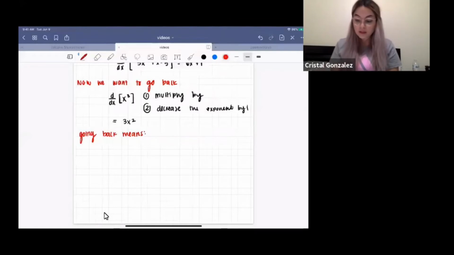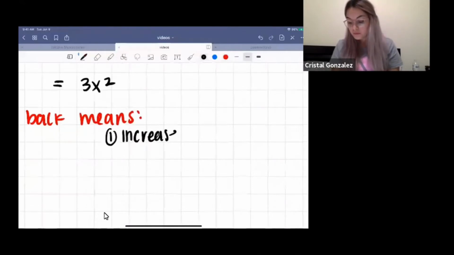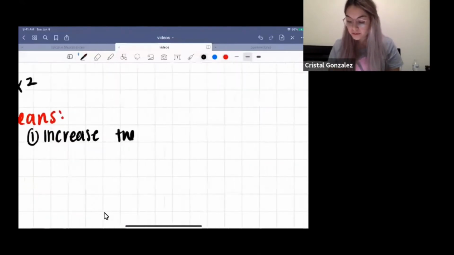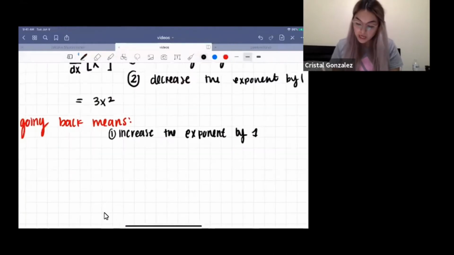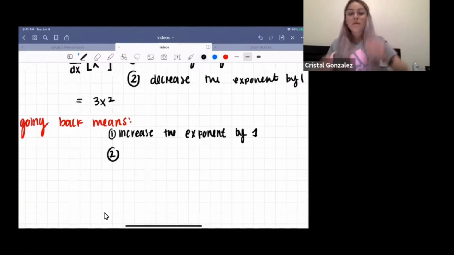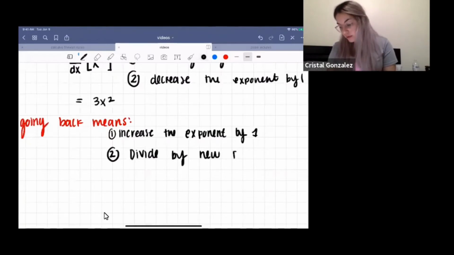So going backwards means that we're going to, 1, increase the exponent by 1. And 2, we are going to divide by the new exponent. So this is something that's actually new, and I'll show you exactly how we would do this. So we're going to divide by the new exponent.